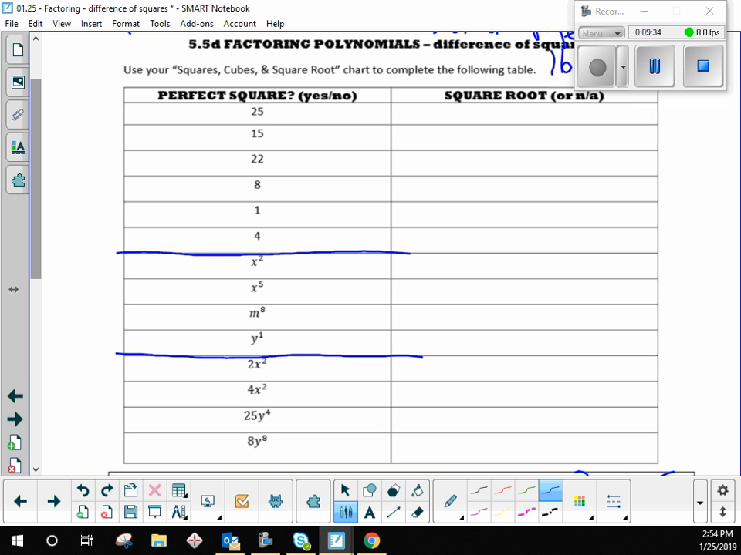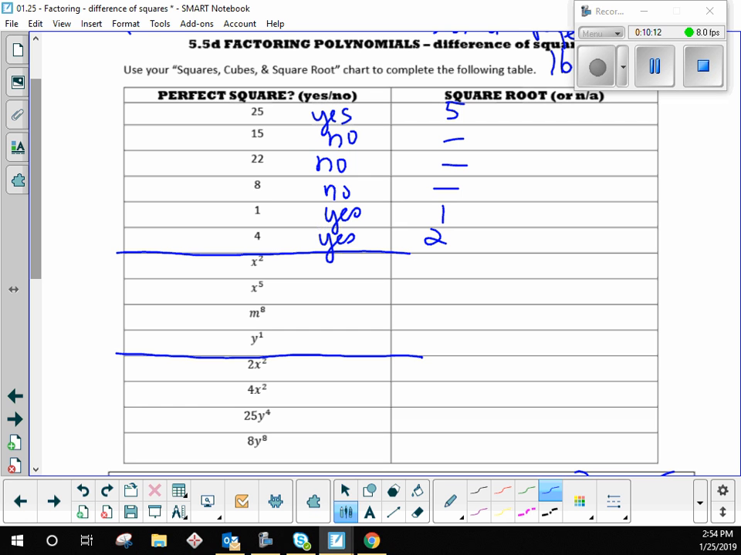So for the first thing, 25, it's asking, is that a perfect square, yes or no? What would you say? Yes. And what's the square root? Okay. Is 15 a perfect square? No. Okay, so we can't square root it. 22? Nope. 8? No, right? Because nothing times itself will give you 8. 1? Yes. What's the square root? 1. 4. All right, good. So that's practicing with just numbers.